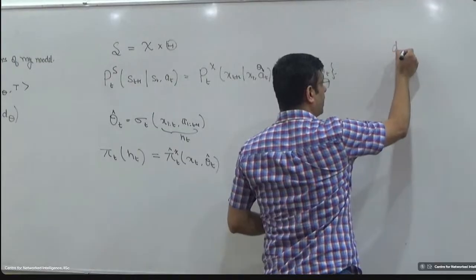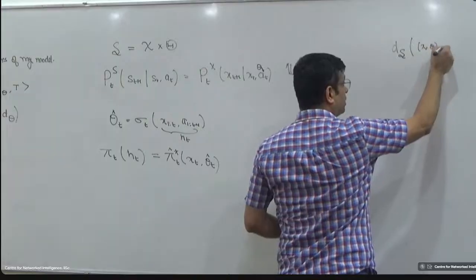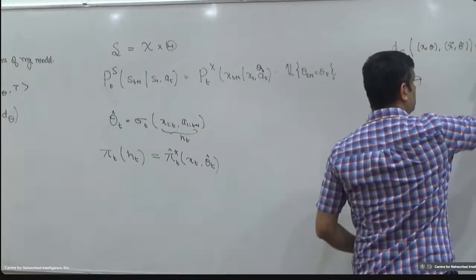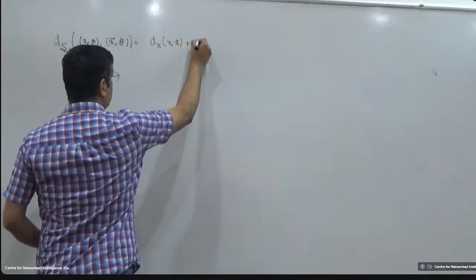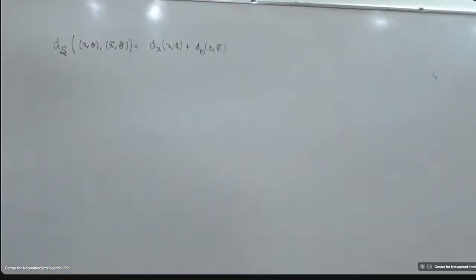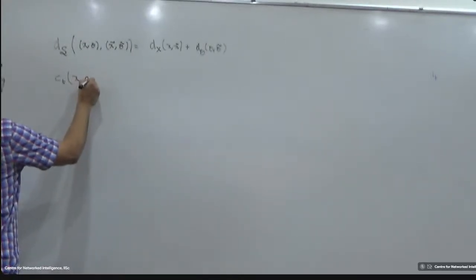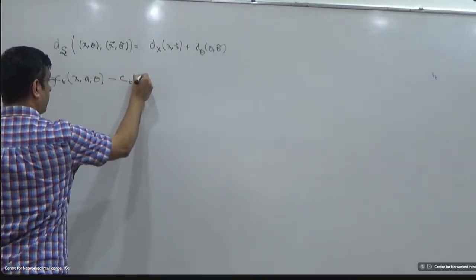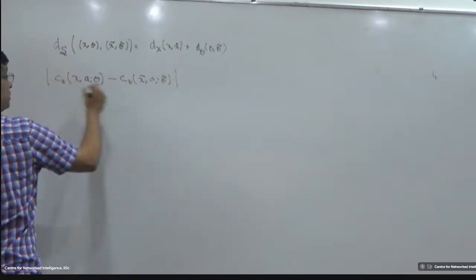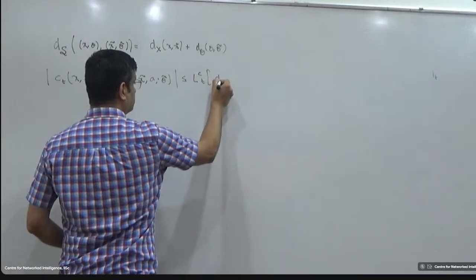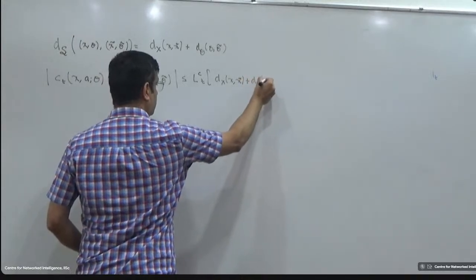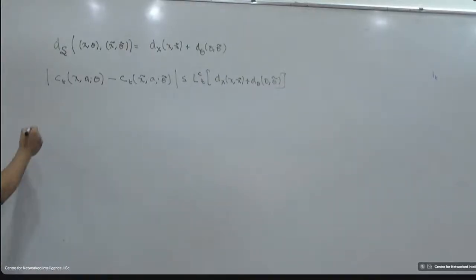So I'm going to suppose that my metric on the S space, for some x and theta and x tilde and theta tilde, is going to be the distance between x and x tilde plus the distance between theta and theta tilde. And I'm going to assume that with respect to this metric, my dynamics are Lipschitz and my costs are Lipschitz. So Ct of x, a, conditioned on theta, minus Ct of x tilde, a, on some other model parameter theta tilde, is less than or equal to LCt times dx between x and x tilde plus d theta between theta and theta tilde. And I'm going to have something similar for the dynamics. In the interest of time, I'm not writing this down fully, but it's essentially the same statement with x and theta.